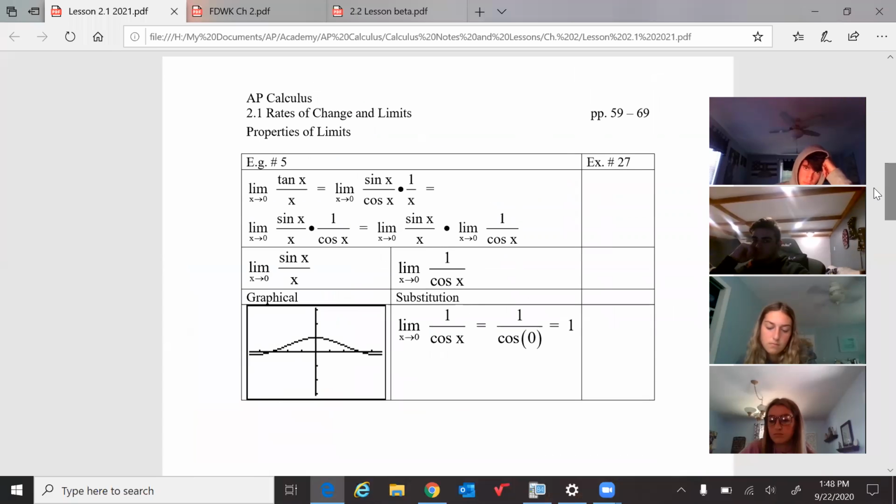So here's example 5. We're not going to go over it, but you can read this and see if it makes sense to you. There's a little bit of algebra: I took tangent, rewrote it as sine over cosine, took this x and wrote it as 1 over x. That describes the behavior of this graph right here, the sine of x divided by x.